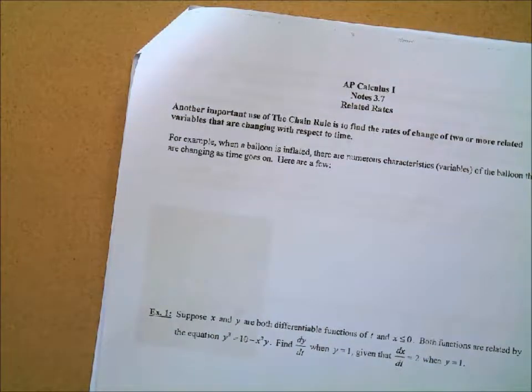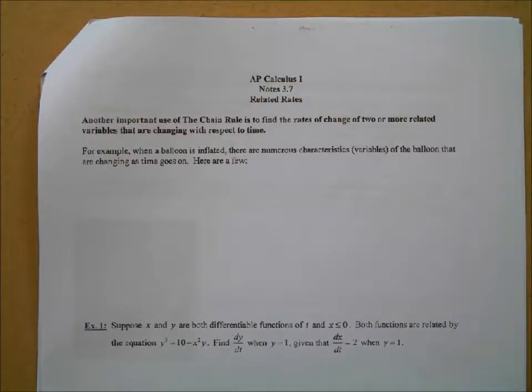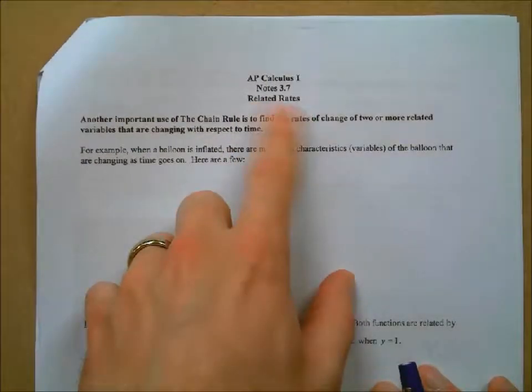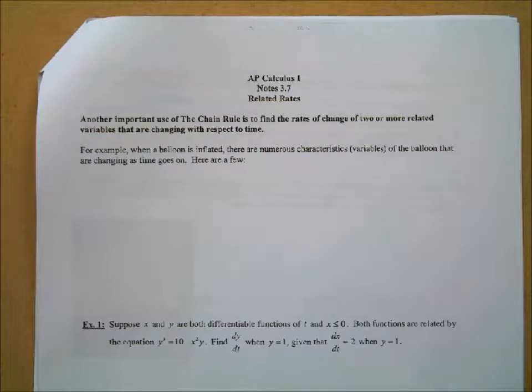So we're on 3.7 there is what we're starting with. And we're going to talk about something called related rates. Essentially, it's for relating rates. We're going to be looking at a context or situation, like an application, and then taking the derivatives of those formulas to relate rates. Normally taking the derivative with respect to time.